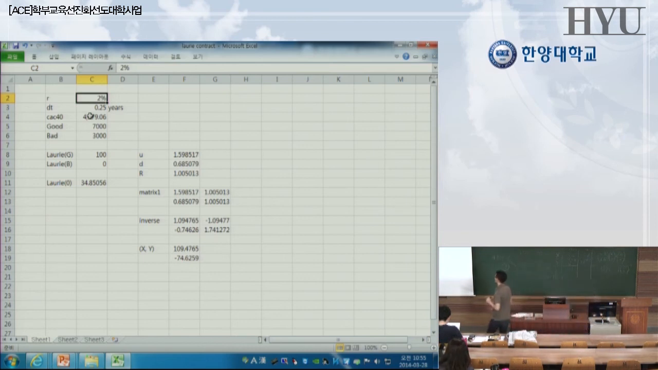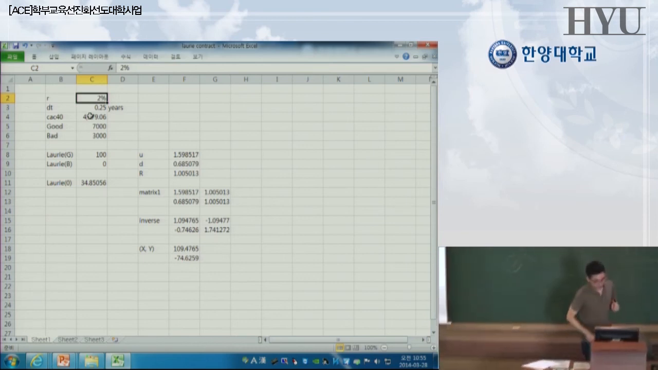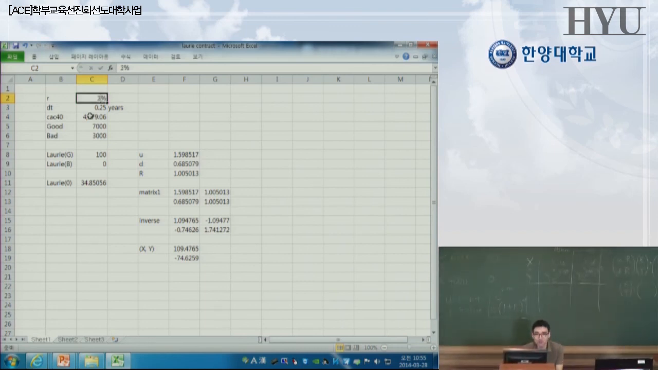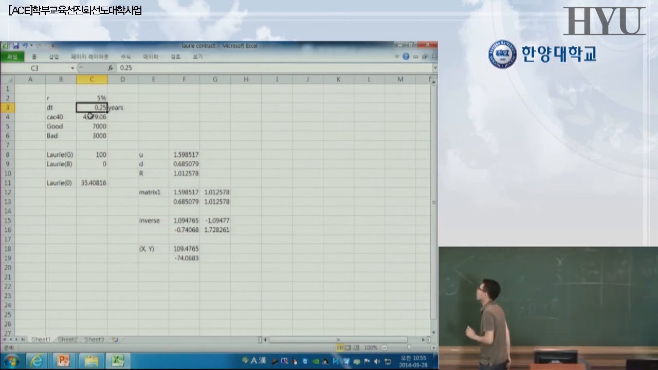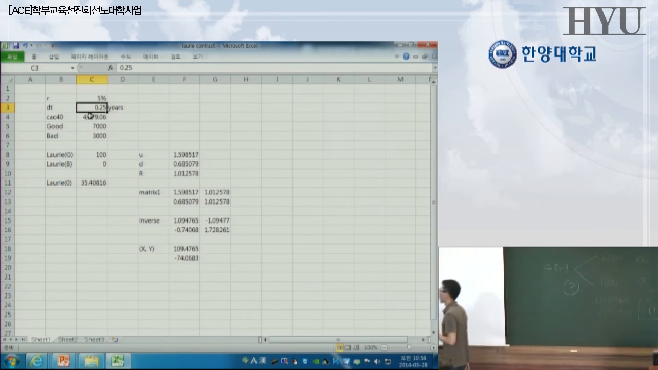Let's see that. Let's say that President Draghi raised the interest rate to 5%. Wow, the low risk contract is more valuable now. So the low risk contract becomes more valuable if the interest rate went up. Why is that? The hint is this minus number. You have to borrow money. You have to borrow money in order to create this contract.